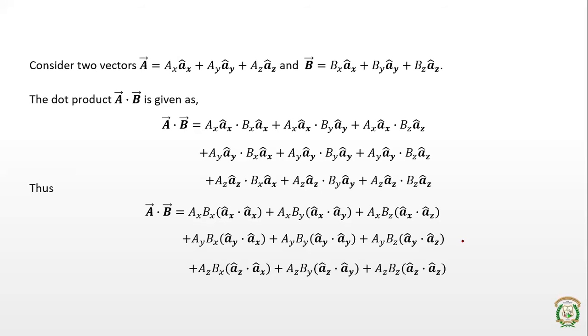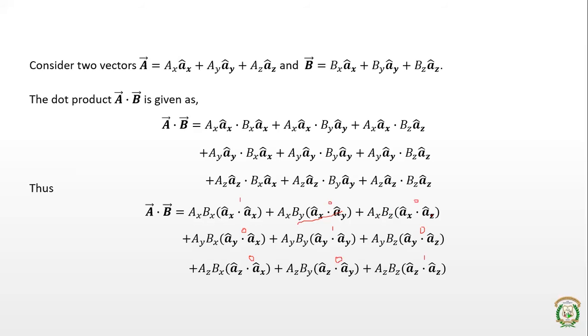Okay, so now you know the dot product on unit vectors. What is ax dot ax? Ax dot ax is 1, right? What is ay dot ay? Ay dot ay is 1. Similarly, what is az dot az? Az dot az is 1. But what about this ax dot ay? This will be 0. This ax dot az will also be 0, right? So then ay dot ax will also be 0. Az dot ay will also be 0. Similarly, this will be 0. This will be 0.